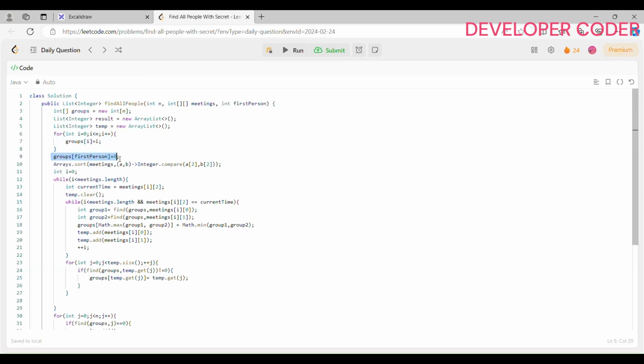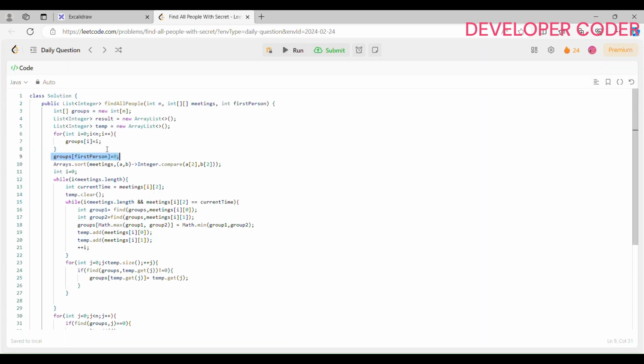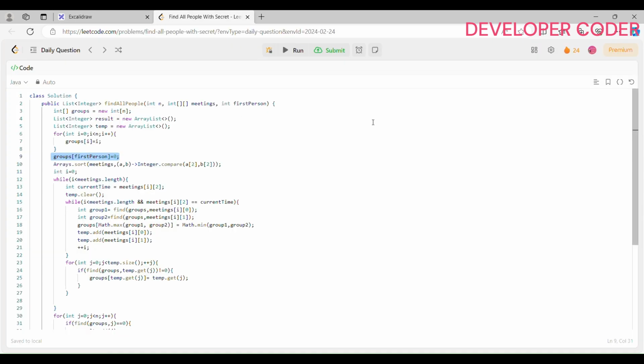Then the first person, since 0 is going to share his secret with the first person, I have moved this first person to the same group as 0. Okay, so that's what I'm doing. Groups with first person equals 0. Then I have sorted the meetings based on their start time, because I know that this meeting is going to be conducted first. So if later on this 3 knows the secret, then definitely he is going to share the secret in the next meetings, not in a previous meeting, which has already happened.